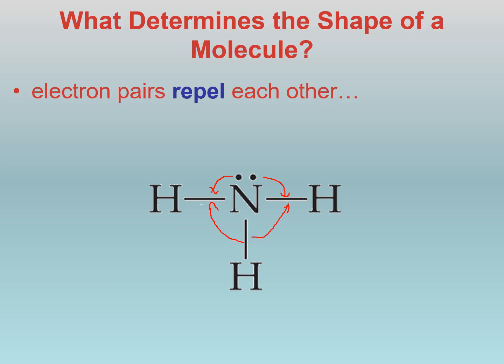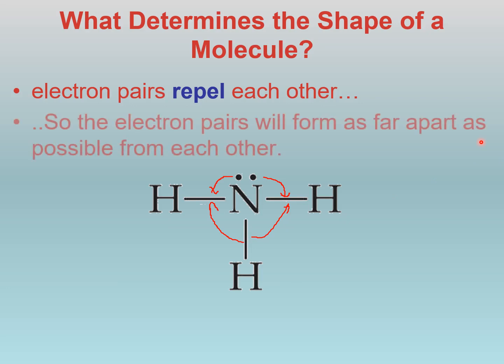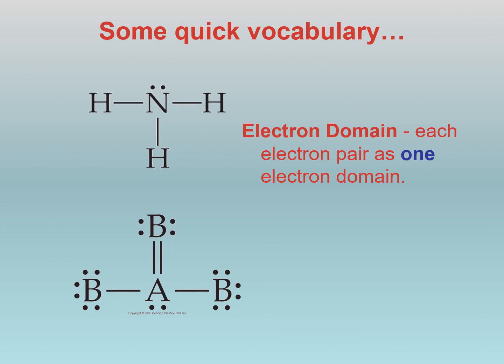In this case, when we've got 4 pairs, 1, 2, 3, 4 pairs, the optimal angle is going to be 90 degrees. So roughly 90 degrees between these angles here. They form as far apart as possible from each other. So we're really talking about electron domain geometry right now.